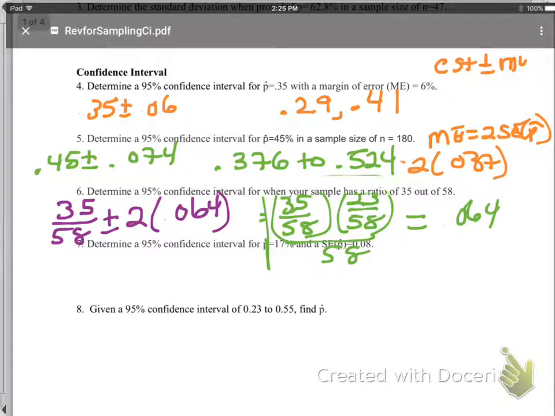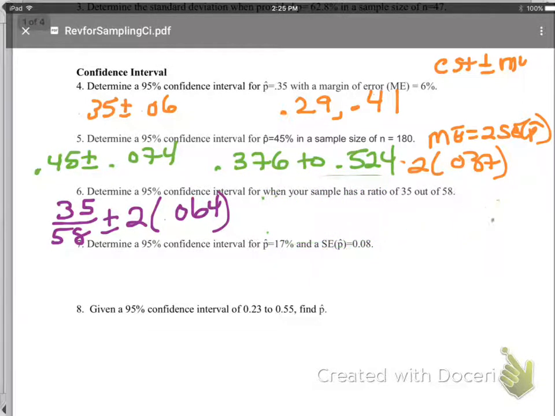Okay, so first of all, I'm going to subtract, and then I am going to add. So I'm going to do 35 divided by 58, minus 2 times 0.064, and I get 0.475. And then I'm going to do 35 divided by 58 plus 2 times 0.064. And I get 0.731.